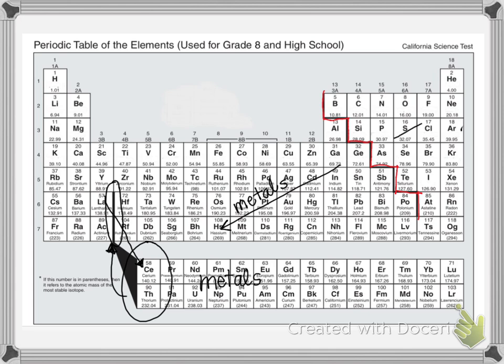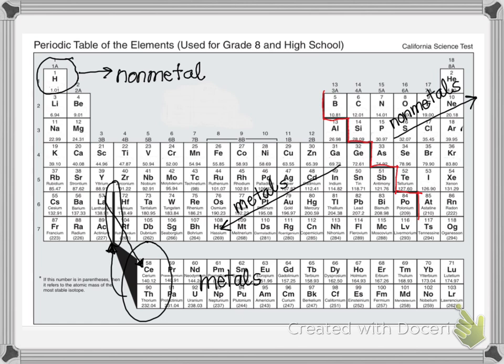Then to the right of the line are nonmetals. And there is one element that hangs out on the metal side, but does have all the characteristics of a nonmetal, so it is considered a nonmetal, and that's hydrogen. So in this process of using the periodic table to classify, you have to remember that hydrogen is considered a nonmetal, even though it's on the left of the stair-step line.